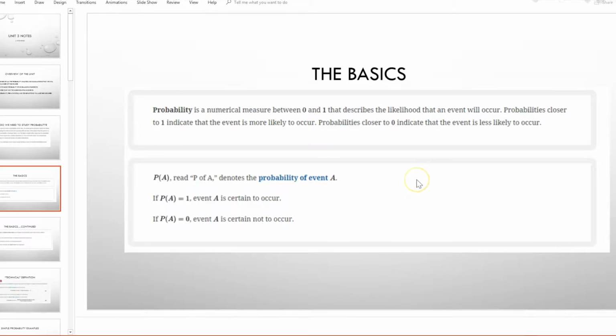Alright, so starting off with the basics here. Probability is a numerical measure between 0 and 1. I'm going to keep saying that, because then there's no way we're going to forget it. That describes the likelihood that an event will occur. Probabilities closer to 1 indicate that an event is more likely to occur. Closer to 0 means less likely.